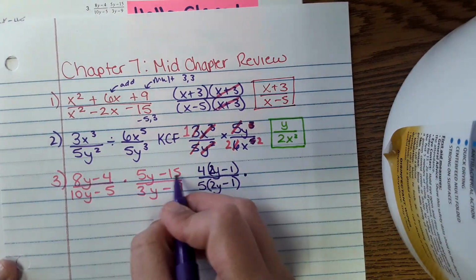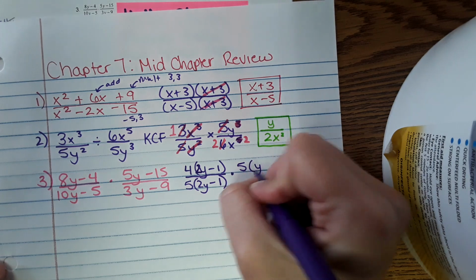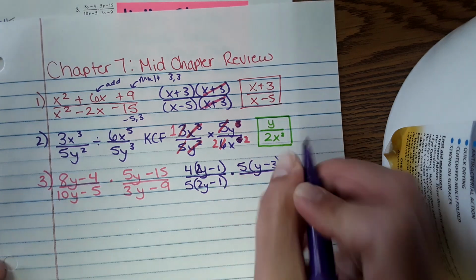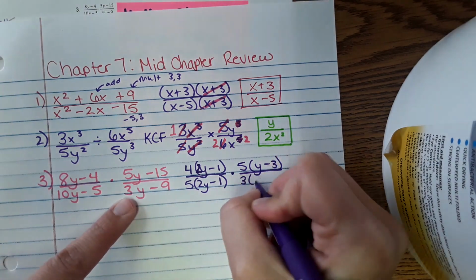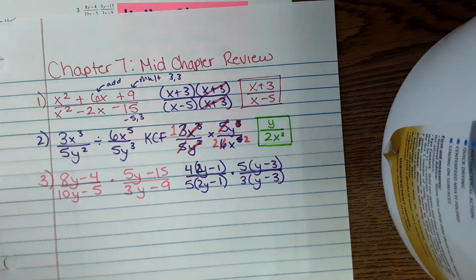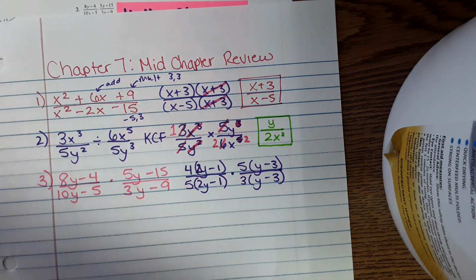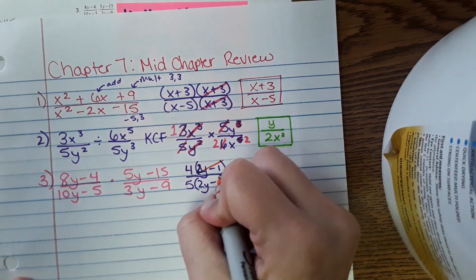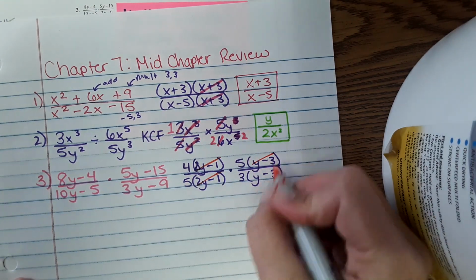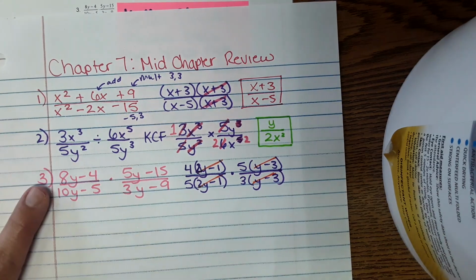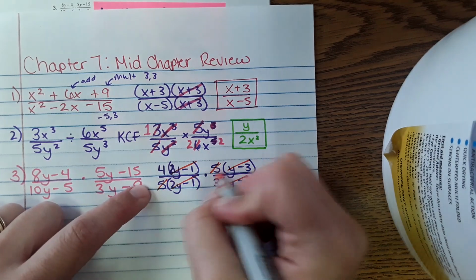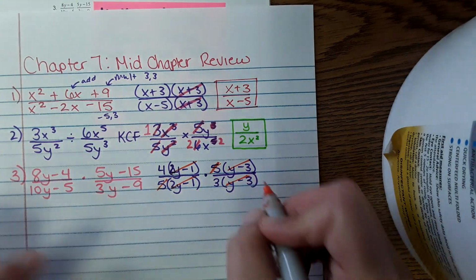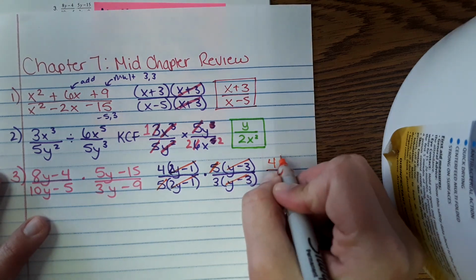Then same thing over here, taking out a 5, y minus 3 over, then taking out a 3 out of these two terms, 3, y minus 3. Okay, then cancel stuff out. 2y minus 1 cancels 2y minus 1. Y minus 3 cancels y minus 3. I could cancel further. 5 and 5 cancel each other out. And then 4 over 3 is left over. And that's the answer.